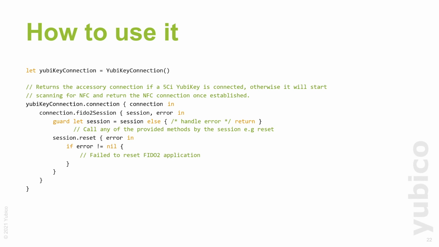And once I have the connection, I can get a FIDO2 session, for example. I also get any errors that might happen when I try to get that FIDO2 session. And once I have the session, I can call methods provided by that session. For example, reset in this case, which will reset the FIDO2 application on the YubiKey.